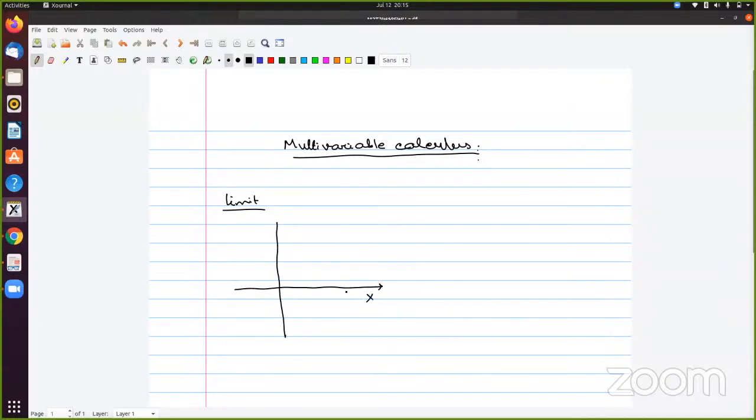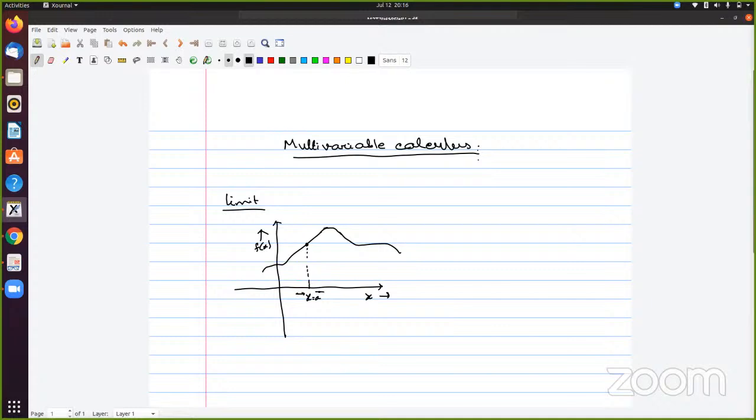this is the x-axis and this is the y-axis. Basically, here we point the variable x, and in this direction we have our f(x), right? Suppose our function is something like this, and we want to find the limit at x equal to a, right? So what we have learned there, we can approach x equal to a from the left side and the right side, right?